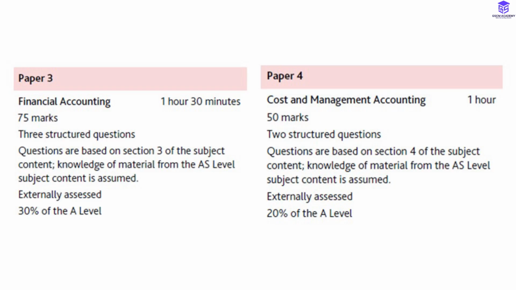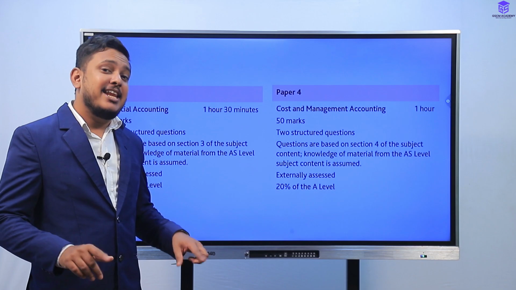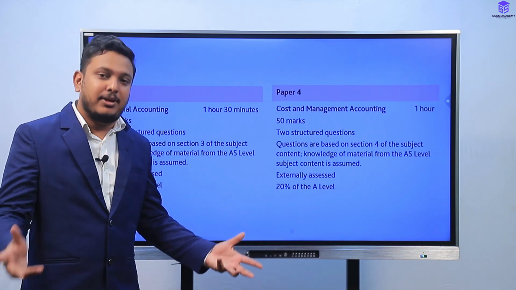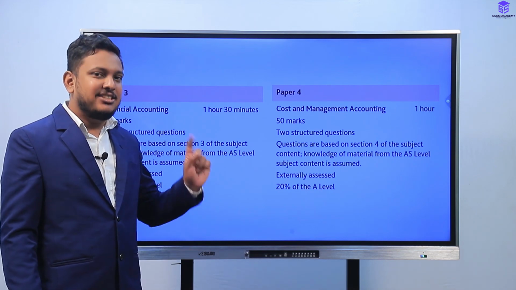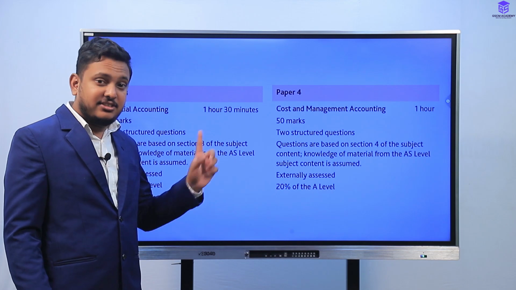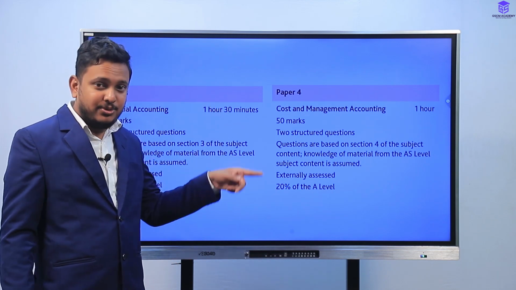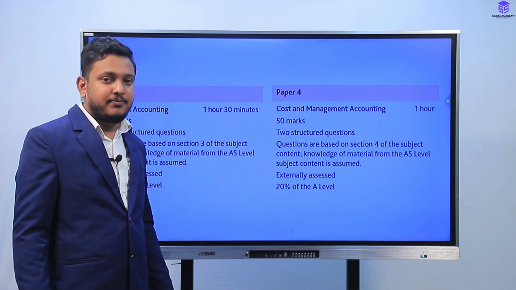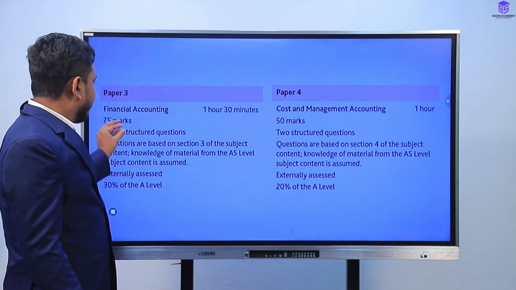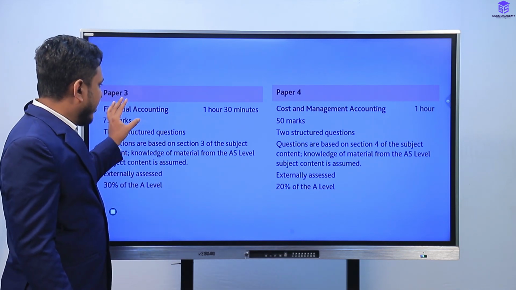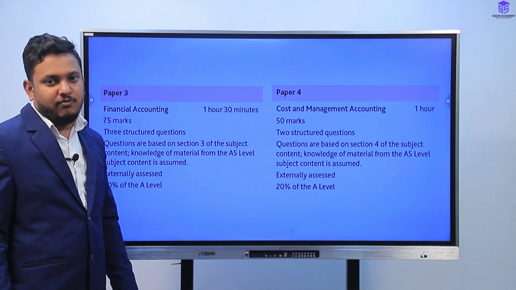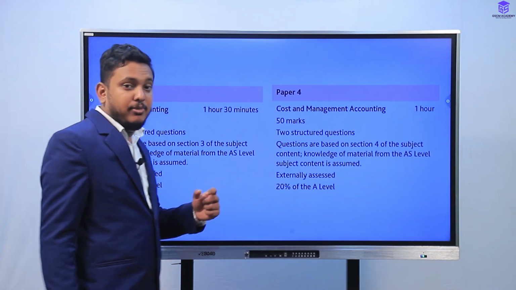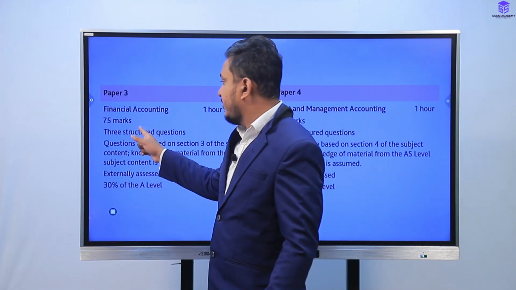Paper 3 and paper 4 are based on A-level qualification, on A-level topics. That means section 3 and section 4, the right side that I showed you. For paper 3, you will be given 1 hour and 30 minutes, and you'll be awarded 75 marks.